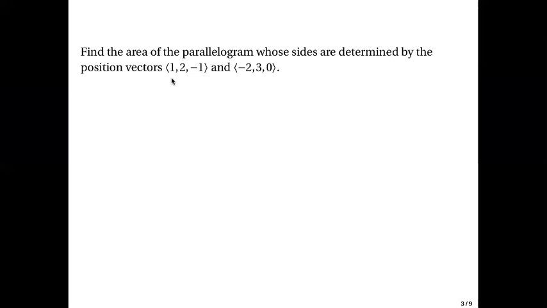So, how do we find the area of the parallelogram in 3-space if we are given two vectors? We just get the cross product, and then we get the norm of that cross product. So let's get the cross product first: <1, 2, -1> cross <-2, 3, 0>.